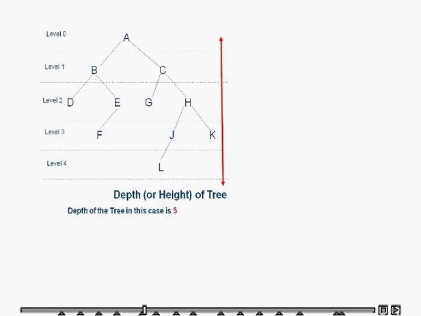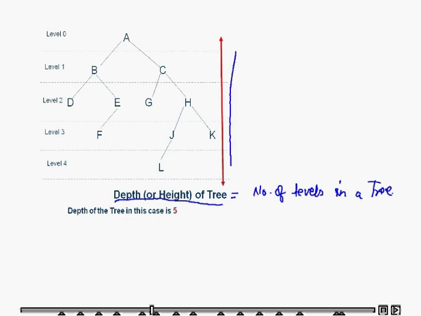Now we study the depth of a tree. The depth of a tree is also called the height of a tree. The depth or height of a tree is equal to the number of levels in the tree. Here you can see this tree has 5 different levels. So the depth of this tree is 5: 0, 1, 2, 3, 4. These are 5 different levels.